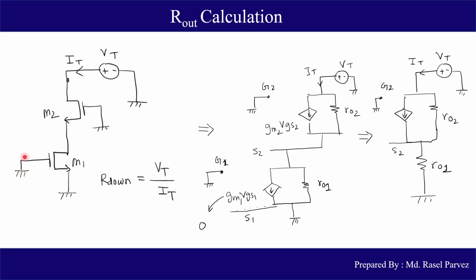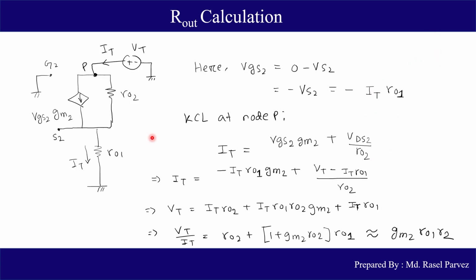Notice M1, both the source and the gate is grounded. So VGS will be 0. So this current source will be eliminated from the circuit. We have only drawn the resistor here. From this total circuit, we will now evaluate Vt by It ratio.